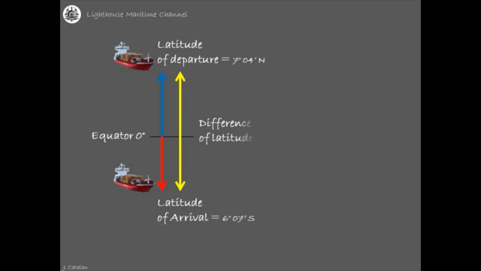The correct answer. The difference of latitude is equal to 13 degrees and 11 minutes south. Why south? It is because the ship is going to south direction. Rules to remember. Different name, add. Name the difference of latitude according to its direction.